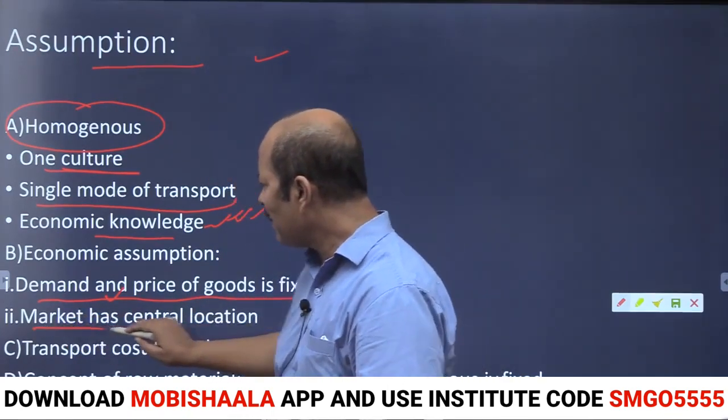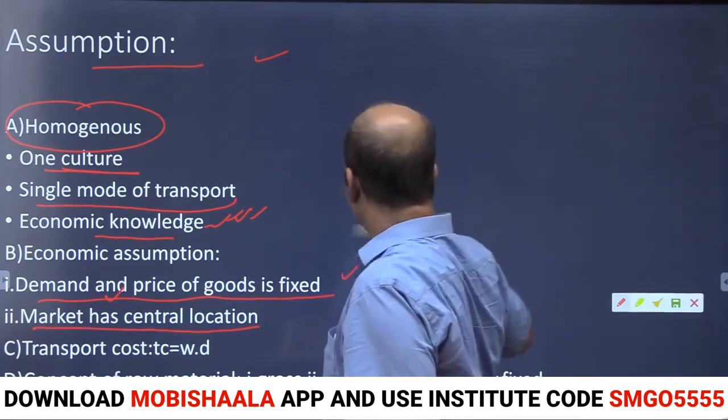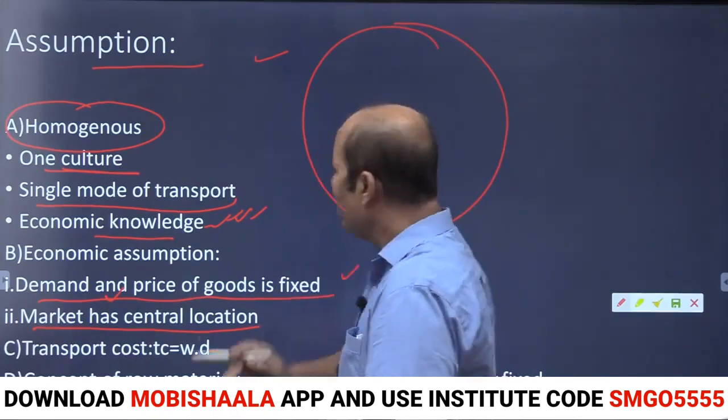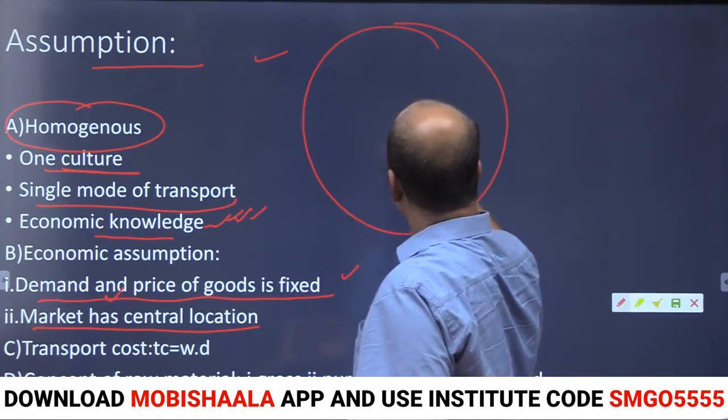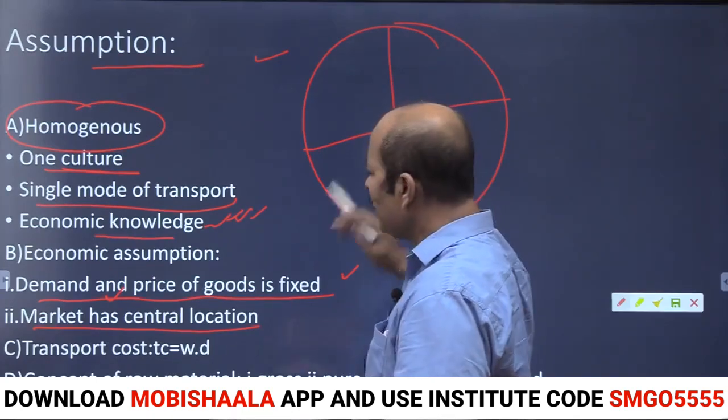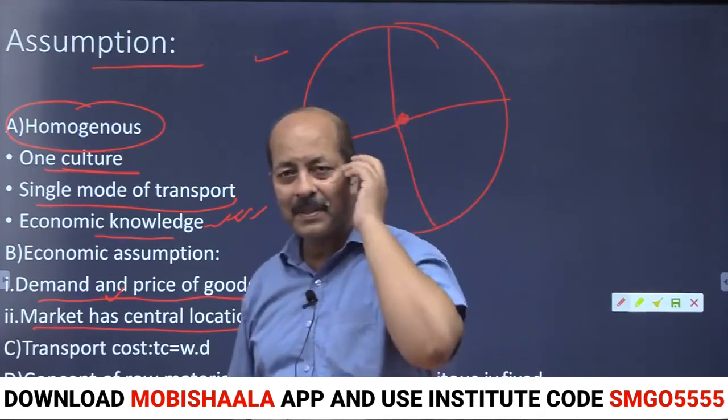Next, he emphasized the centered location of the market. Suppose you have a large geographical area, a homogeneous area, so the market will be centralized in a center area, right? So there will be a centered location of the market.